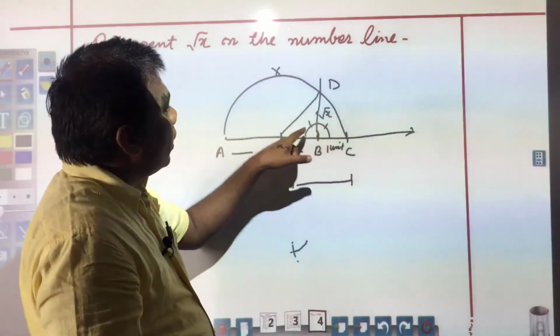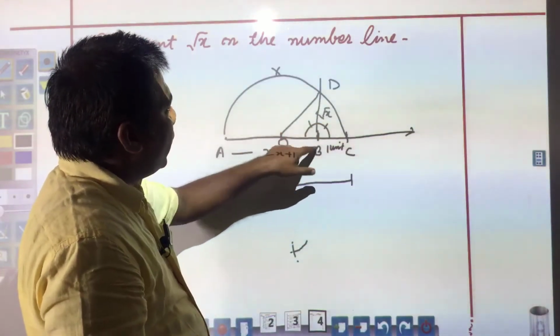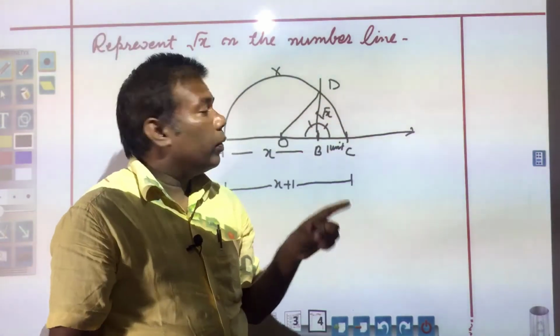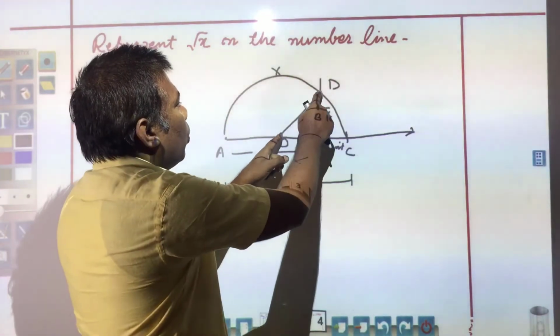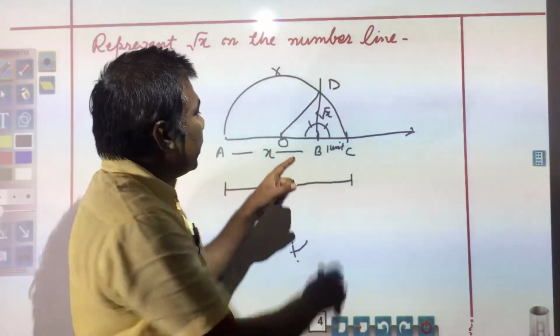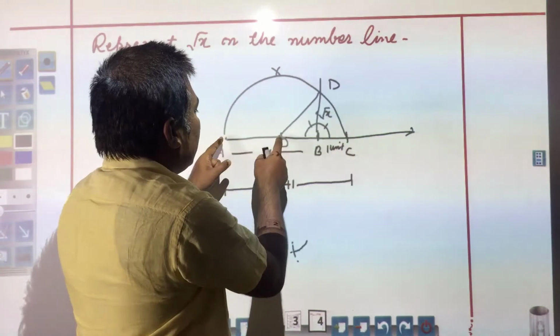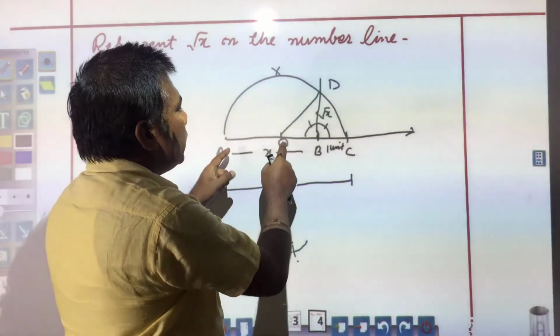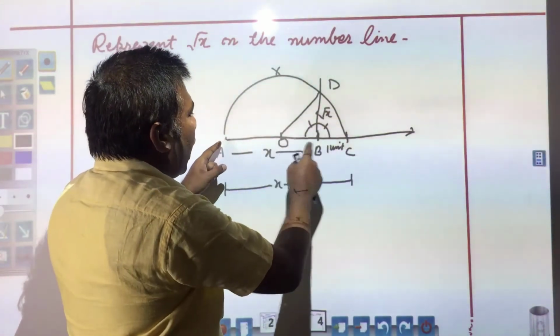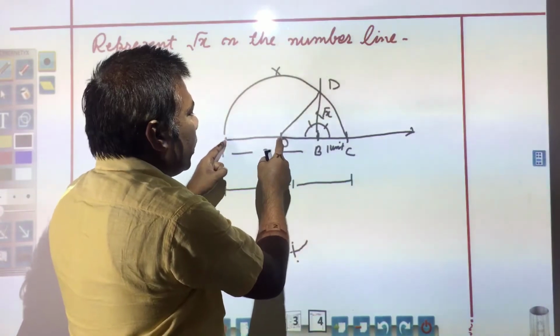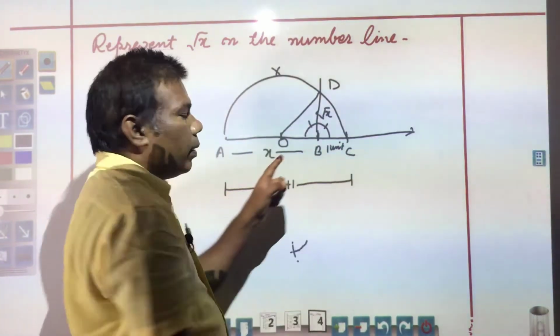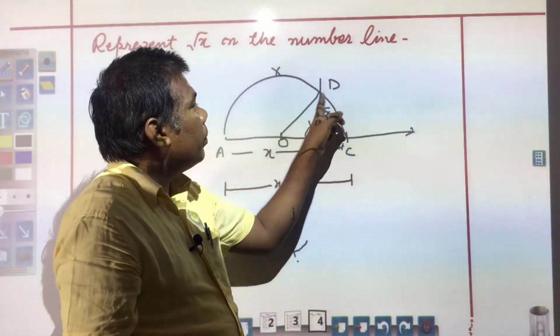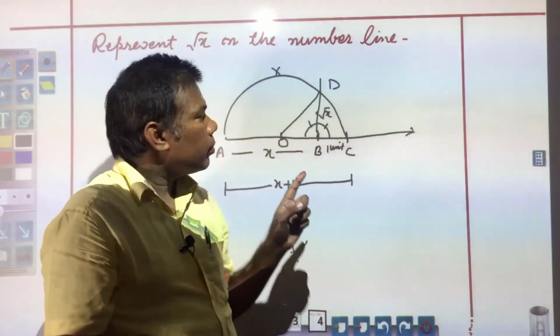So, for getting OB and OD, what you need to do? Here you see OD is what? Radius. OD is equal to OC is equal to OA. It means this is half of AO, half of x plus 1. So, this OD will be half of x plus 1.